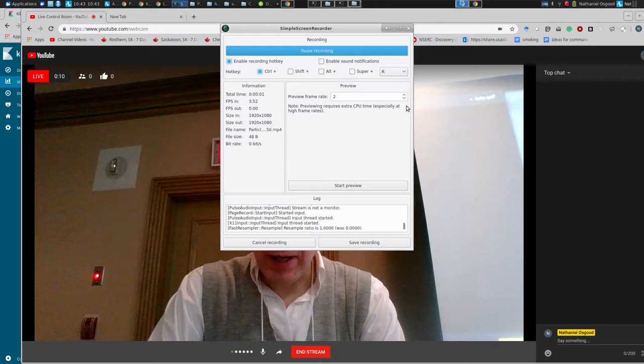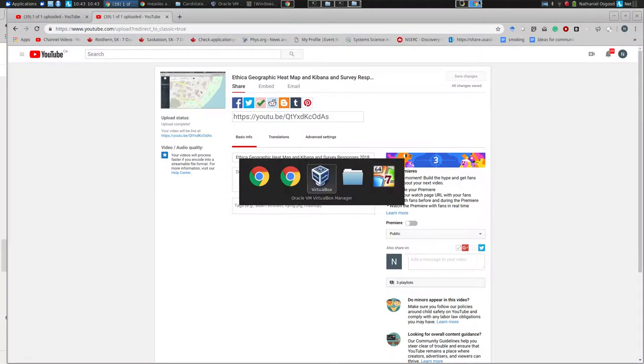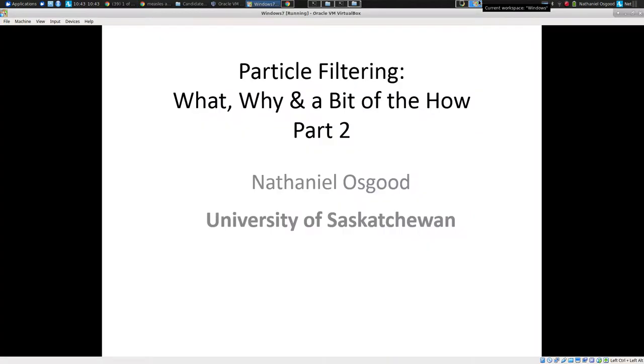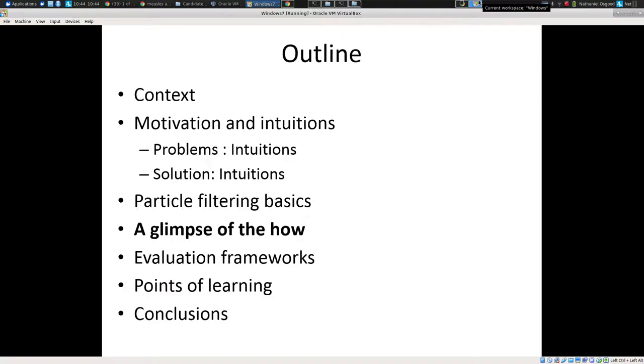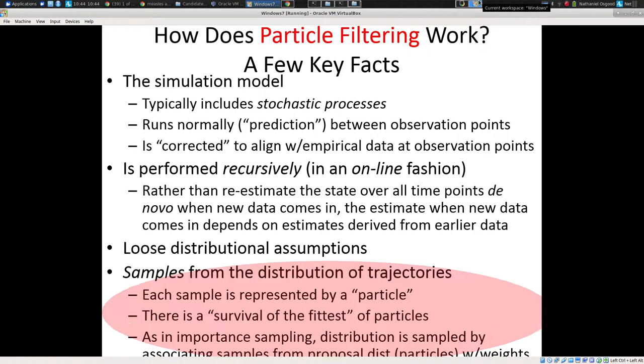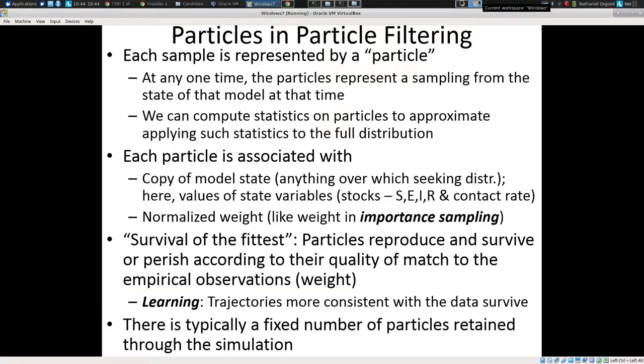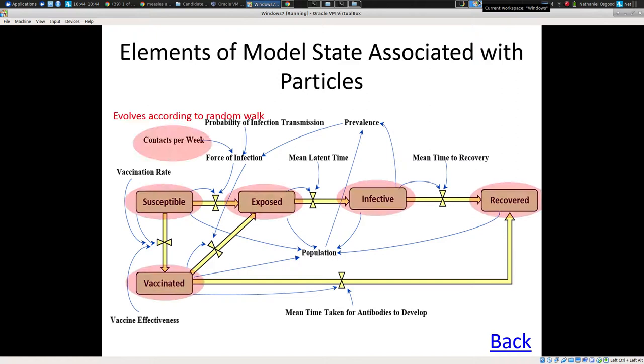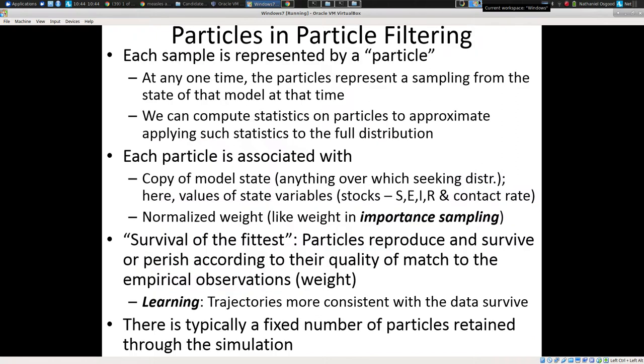A little bit more detail about what's involved, especially given the level of interest and the fact that this is a central tradition of use, okay? I had noted yesterday that within particle filtering, as befits the name, each sample is represented by a particle.